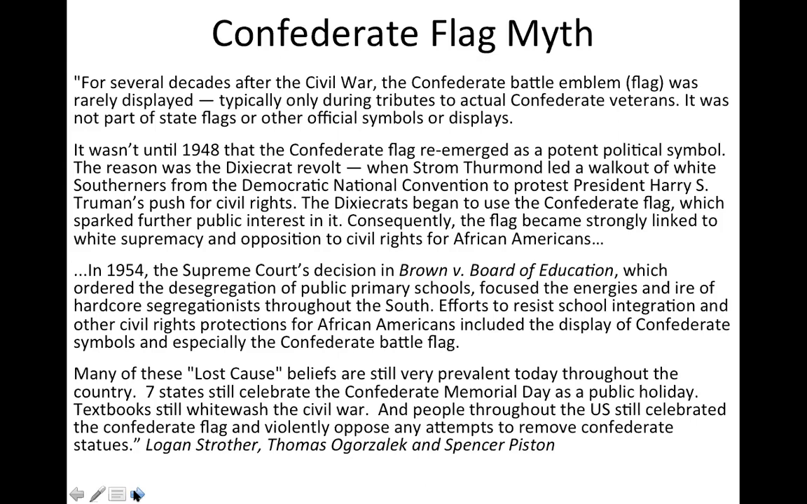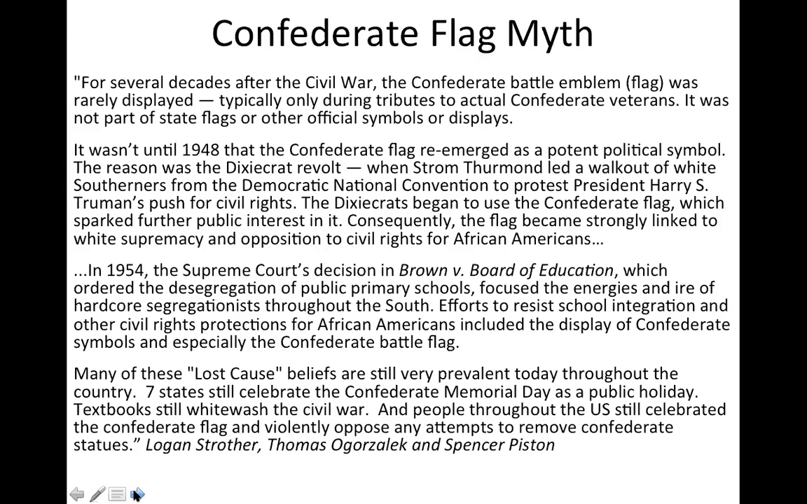So that's when they brought back the Confederate flag, not as a heritage symbol, but as a support for segregation. So Logan Strother wrote, for several decades after the Civil War, the Confederate battle emblem, the flag, was rarely displayed, typically only during tributes to actual Confederate veterans. It was not part of state flags or official symbols or displays. It wasn't until 1948 that the Confederate flag reemerged as a potent political symbol.